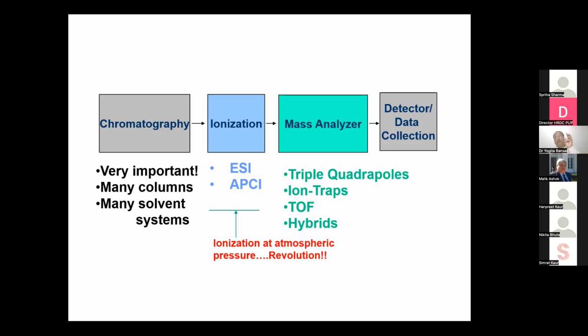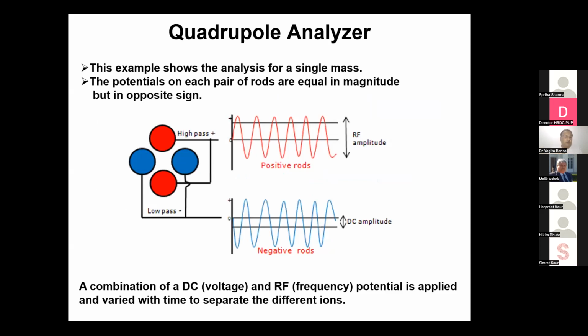But if we want to analyze, let's say, some components in a sample, then we need both qualitative and quantitative information. And for that, quadrupole or TOF or quadrupole-TOF hybrids are the most widely used. So what is a quadrupole analyzer? A quadrupole analyzer is basically composed of 4 poles, like this.